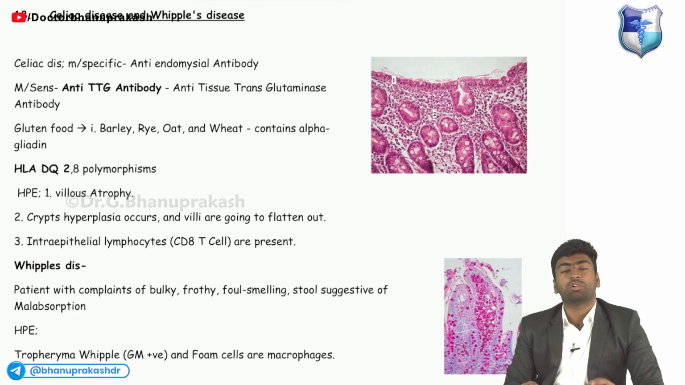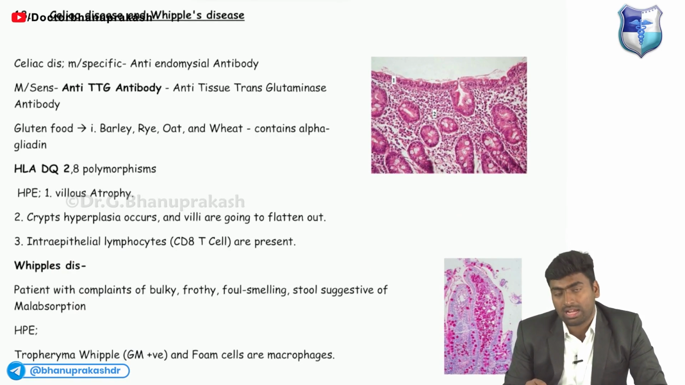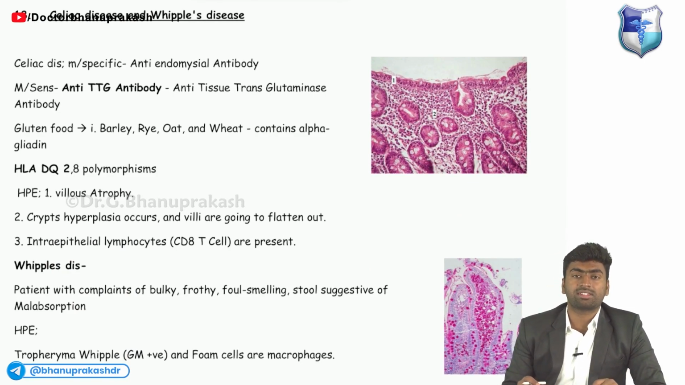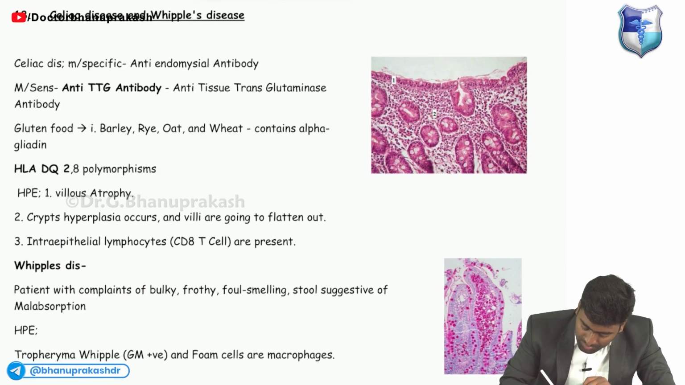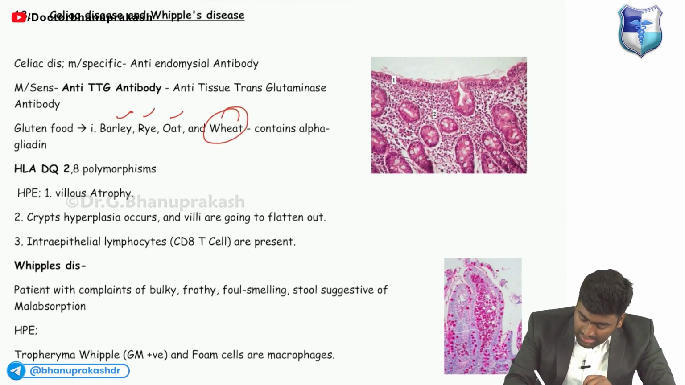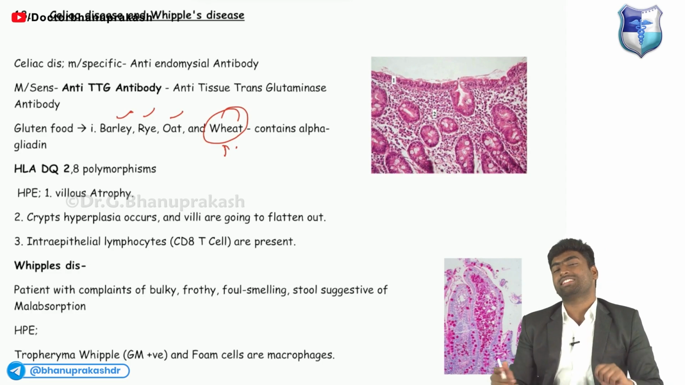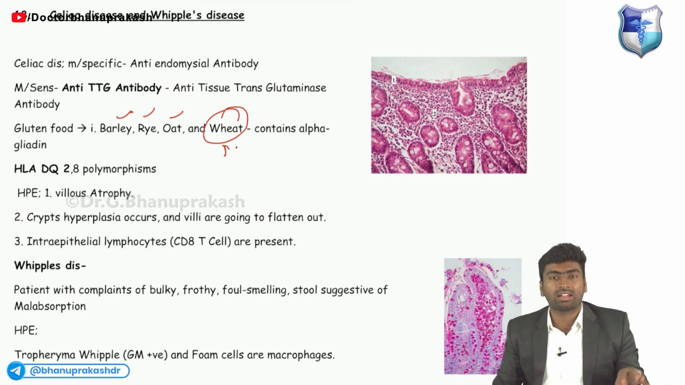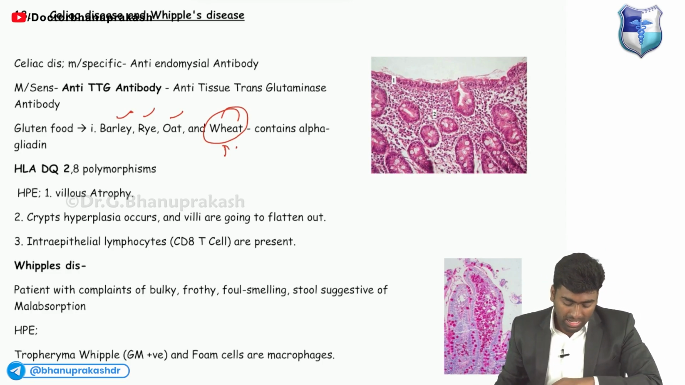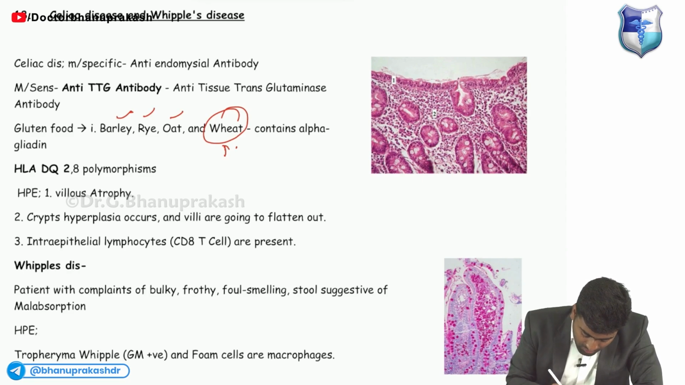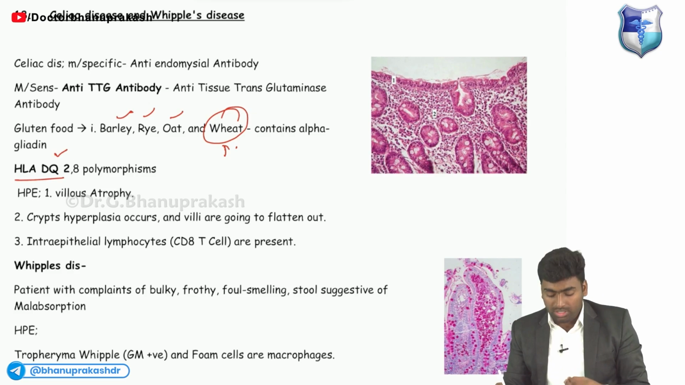Say a patient is presenting with features of diarrhea, and you ask, what did you eat? The patient says he ate barley, rye, oats, or wheat, like a chapati. After this, he's having features of diarrhea, weight loss, and malabsorption. Then you plan to do this examination, and you find he has a susceptibility, and you take up a duodenal biopsy.